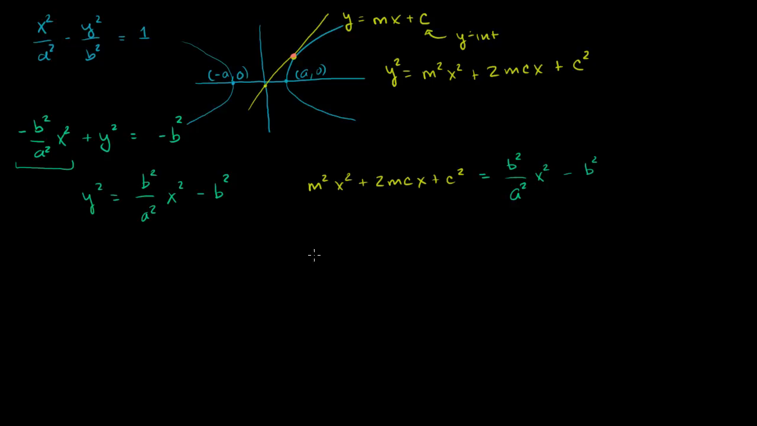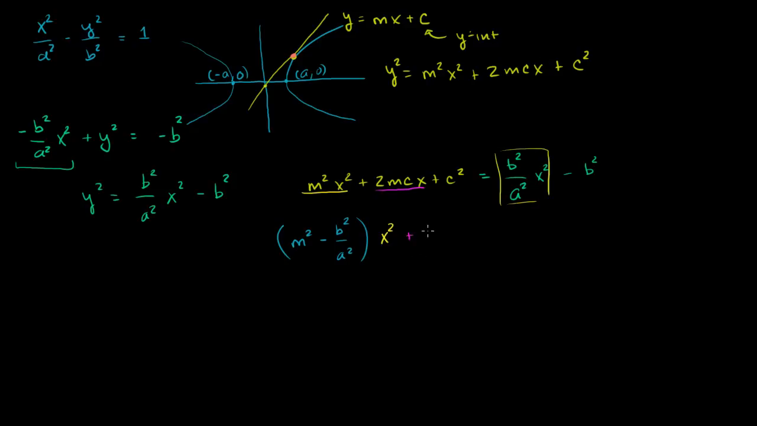So let's write this in terms of a quadratic equation in x. If we subtract this from both sides, we have m squared minus b squared over a squared, times x squared. So that's that term and that term right over there. And then my only first degree x term is right over here.